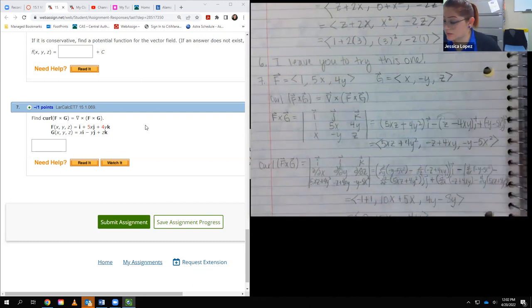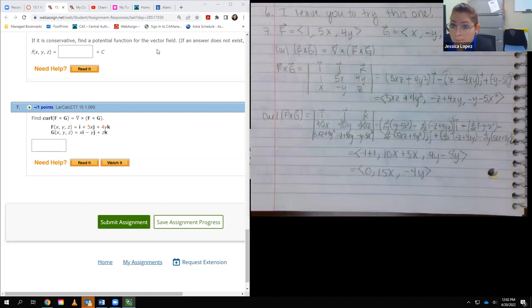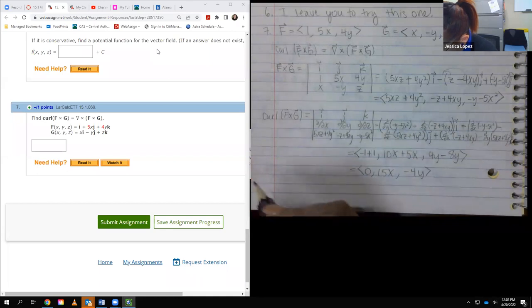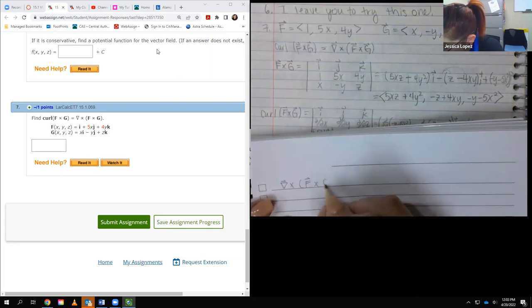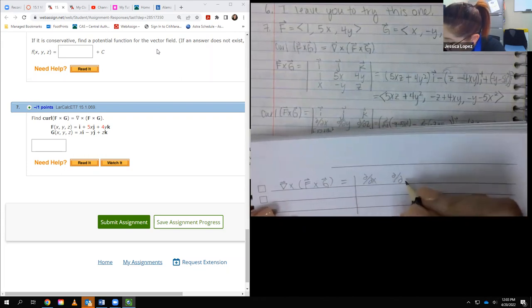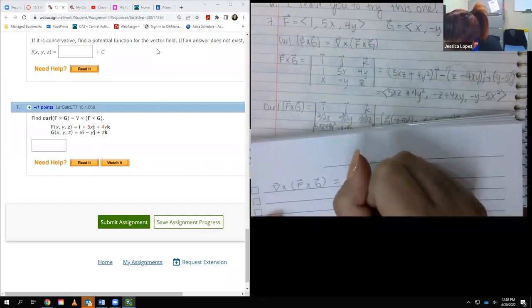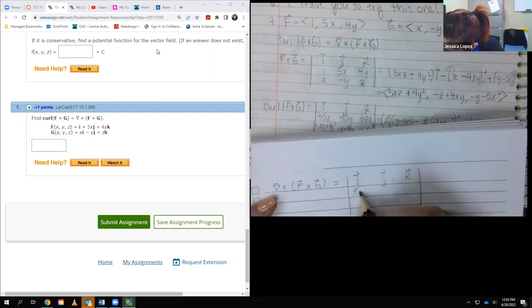And so the question is: is this answer equivalent to the gradient cross product with this? Okay, so let's see. The gradient cross product with that is basically going to look like this. I'm going to need another paper. But if you do the gradient cross f, that's going to be i, j, k, and then the gradient is d/dx, d/dy, d/dz.